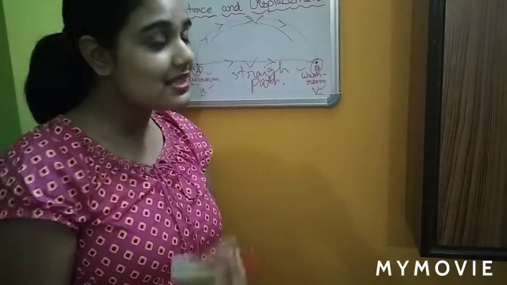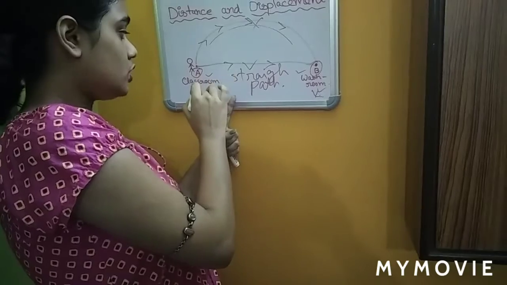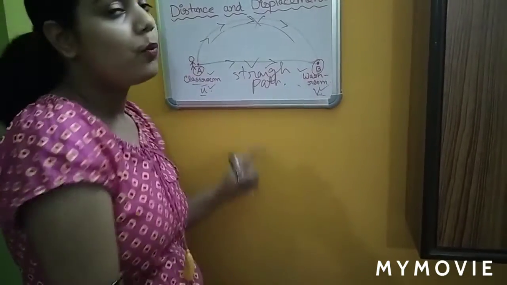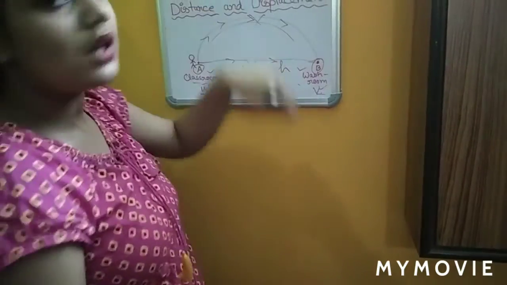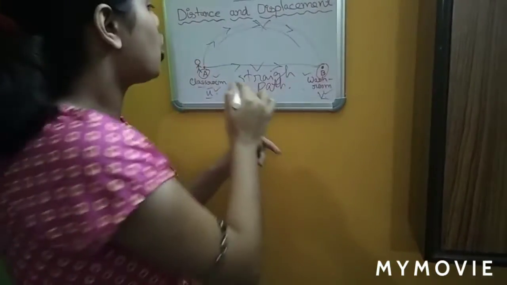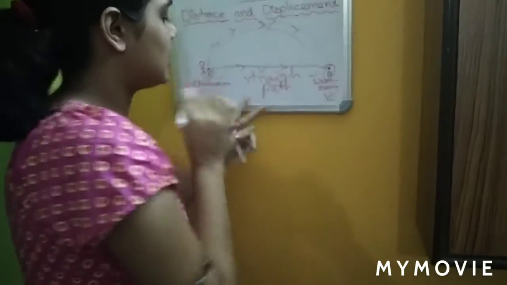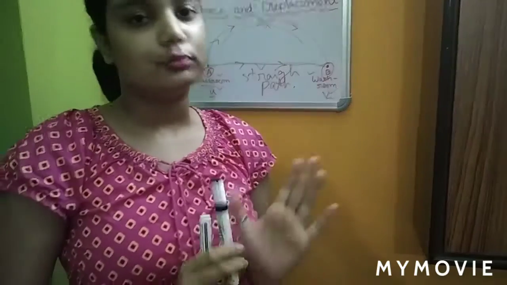And the length of the path between initial and final point is known as distance. Distance can be along a circular path or a straight path, it doesn't matter, but displacement is the shortest path, which is a straight line. So I hope you are clear with this short video on motion.